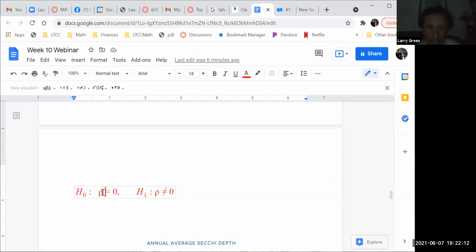Rho, again, is the letter that we use for correlation because it is the Greek letter for R. So it's a population correlation, which is different than the sample correlation, which is what R is. Any questions so far?